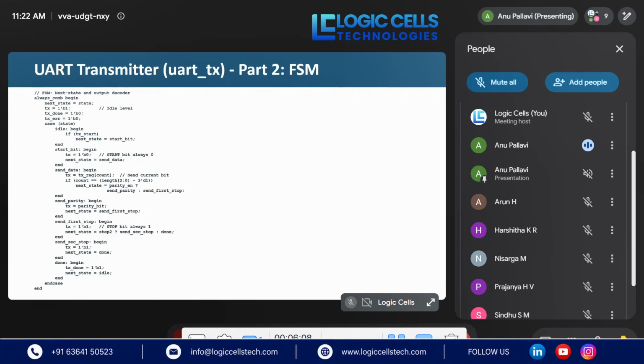When all the data bits are transmitted, the FSM checks whether the parity is enabled. If parity is enabled, it sends the parity bit. Then it sends the stop bit or bits. Finally, it enters the done state, and TX done becomes one.